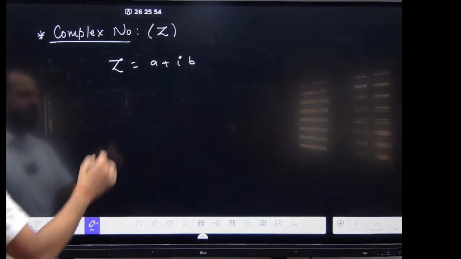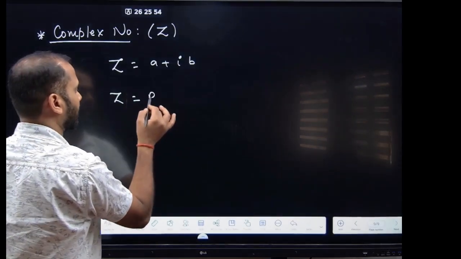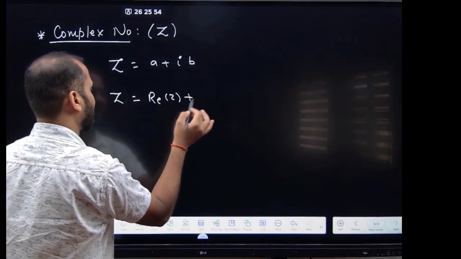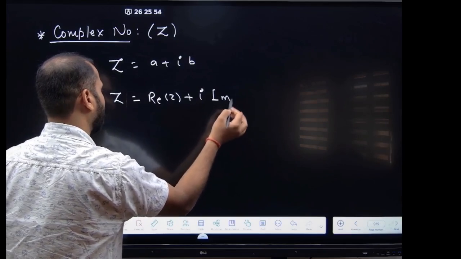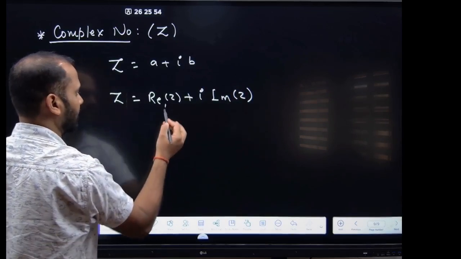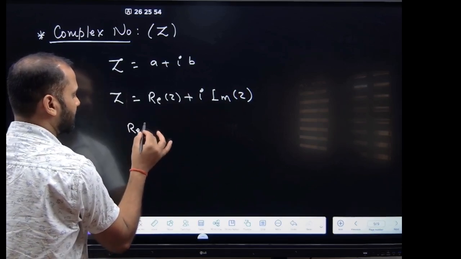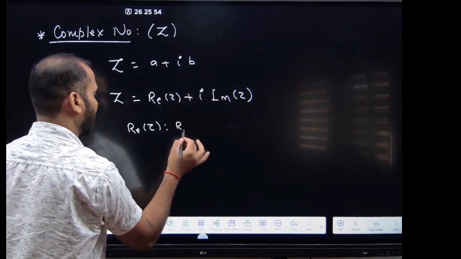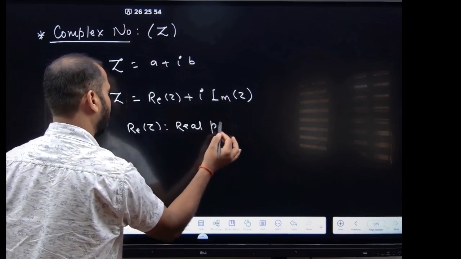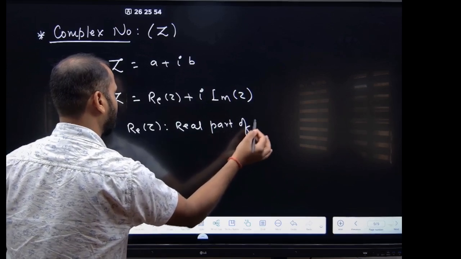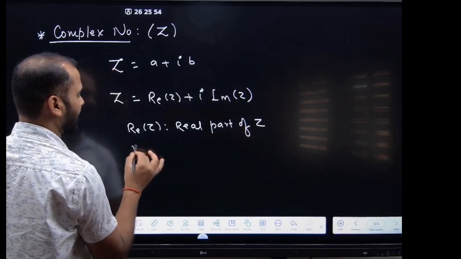So we write like this: Z is equal to Re of Z plus iota Im of Z. Have you heard the term Re? What is the meaning of Re? Re of Z means we call it the real part of the complex number. Z means complex number. What is Im of Z?